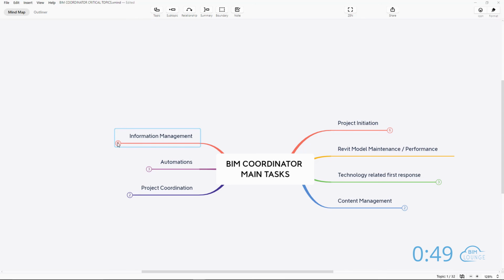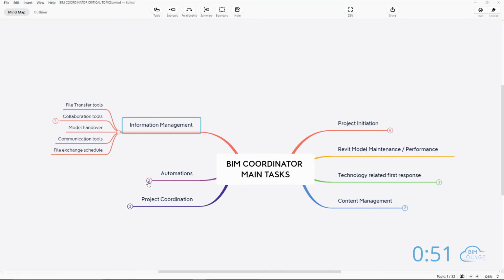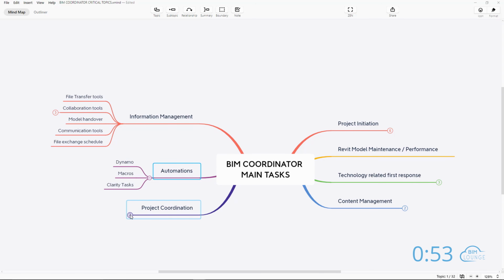Number 3, it's modular, which means that you can start with a simple one-level structure and then expand to minor branches gradually, so your audience is not overwhelmed.